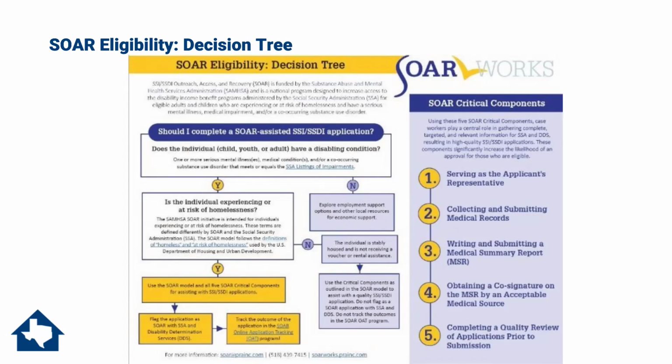If it's a no, explore employment support options and other local resources for economic support. Typically, what I do in these situations is we talk about using our local workforce center. They have the opportunity to potentially qualify for vocational rehab. They may have other supports out there for them, such as supported employment services, that would enable them to have employment and earn more money than they would get on disability or SSI.